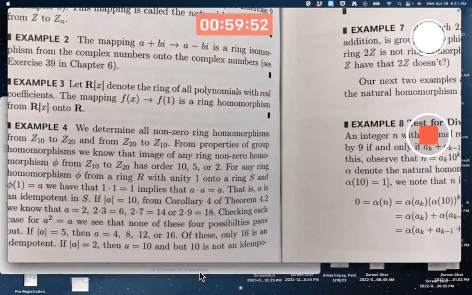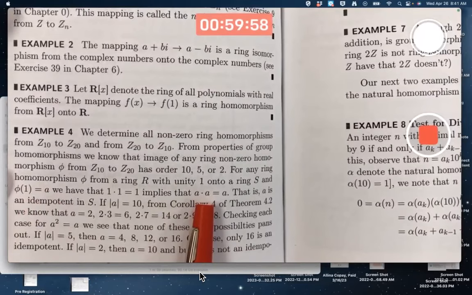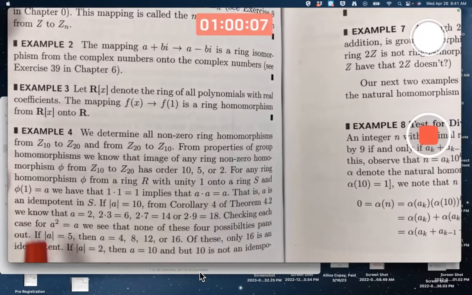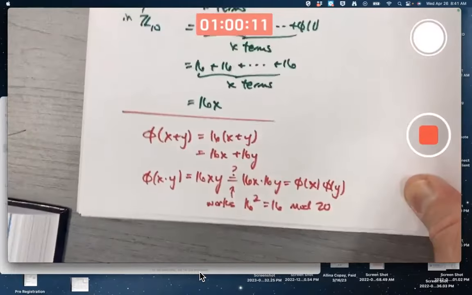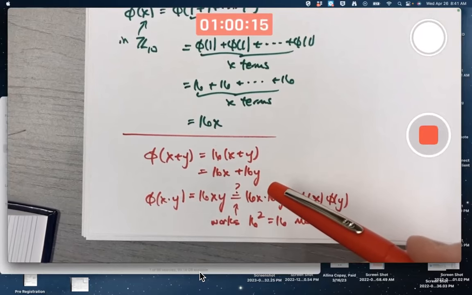you should know that with ring homomorphisms, if phi of 1 equals A, then A must be an idempotent. A squared must equal A, and that helps you rule down the possibilities for A. But once you know what 1 gets mapped to, like in this example, 1 getting mapped to 16, you do effectively know the formula for phi, 16x in this case.